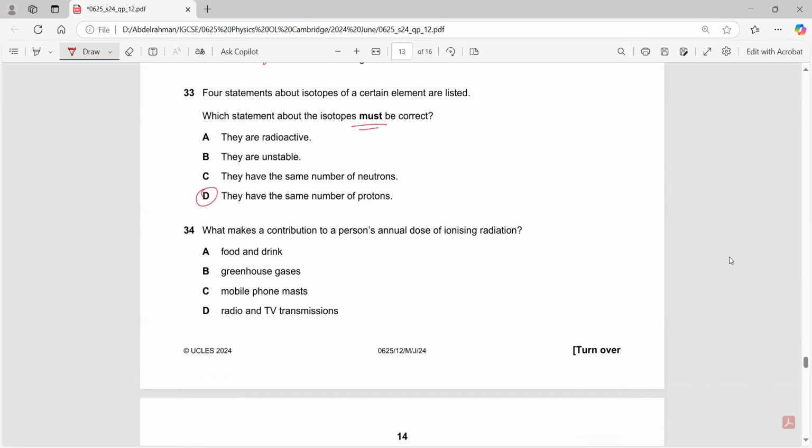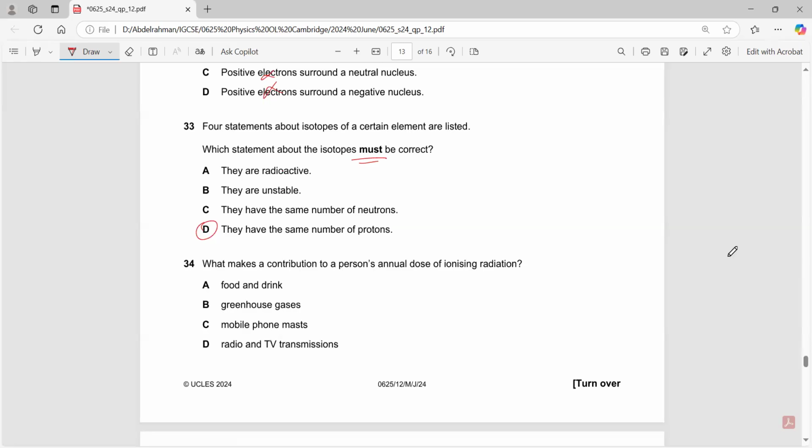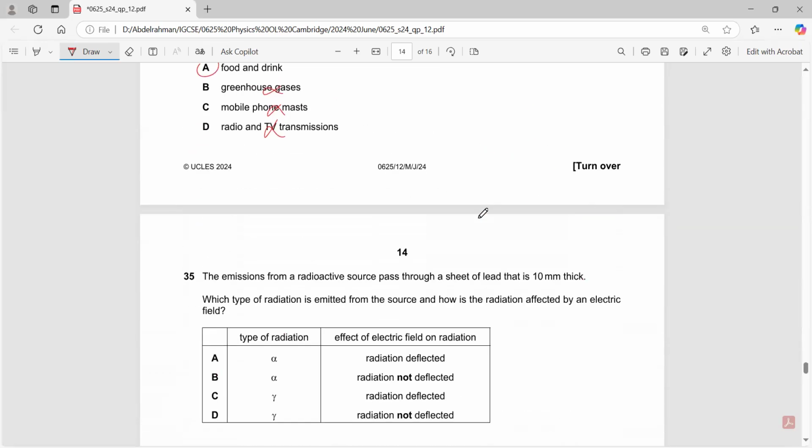Isotopes. 34. What makes a contribution to a person's annual dose of ionization radiation? What's ionization radiation? Basically, this is the background radiation, which is radiation from natural sources around us. This is unnatural, unnatural, and unnatural. The only natural source of background radiation would be food and drink.